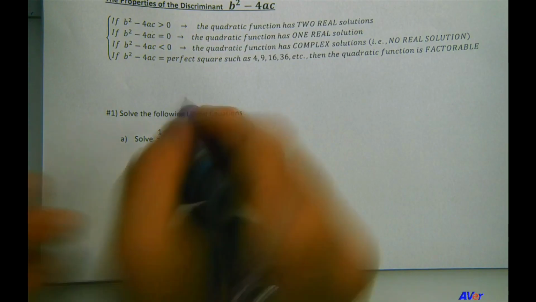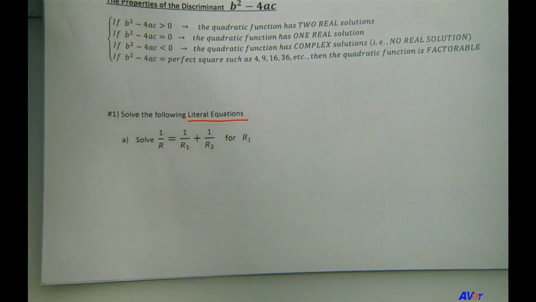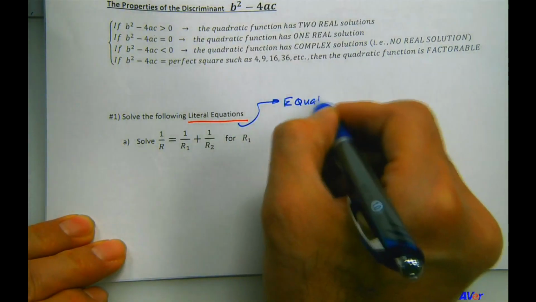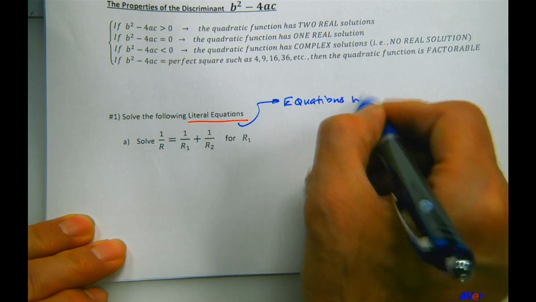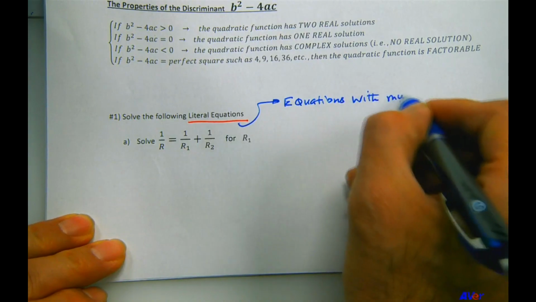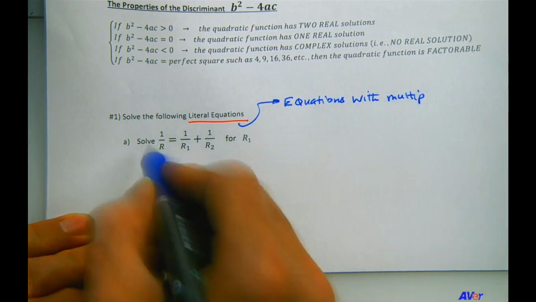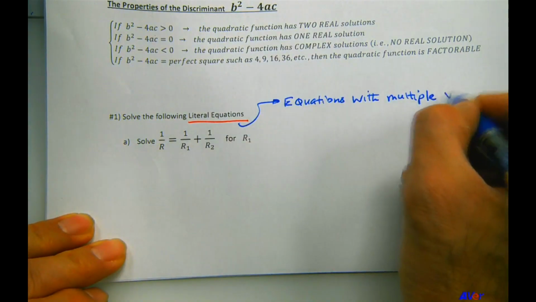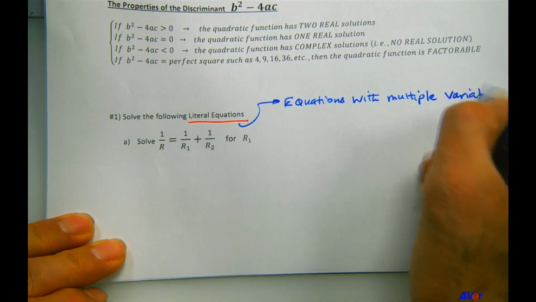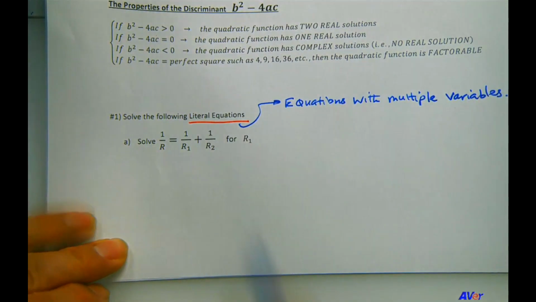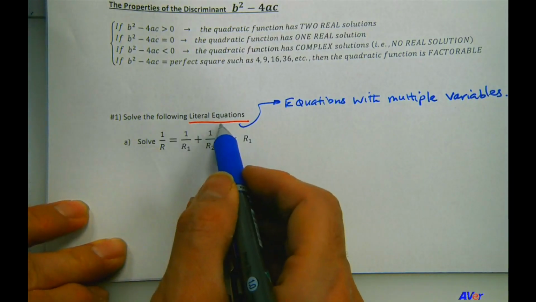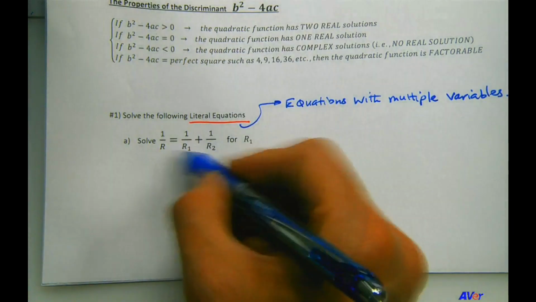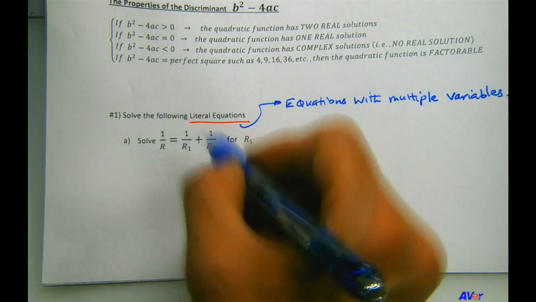Literal equations are equations with multiple variables, like you can see here, r, r1, r2. So you've got three variables here. When we solve literal equations, we can be asked to solve for any of the variables, r, r1, or r2.